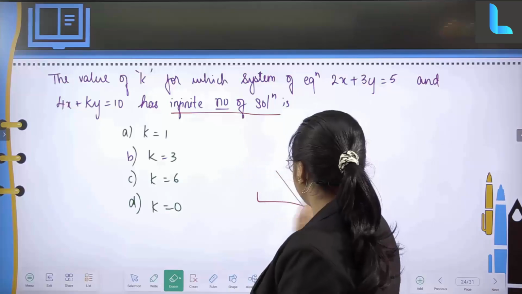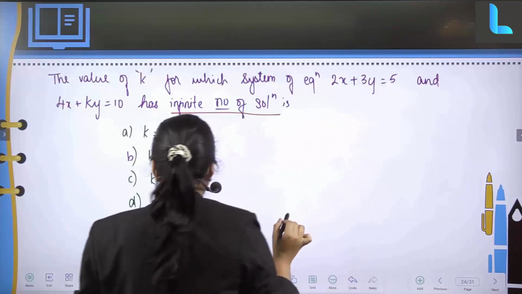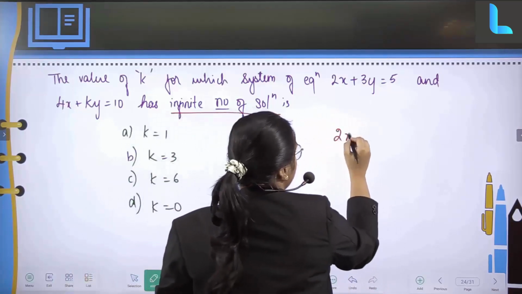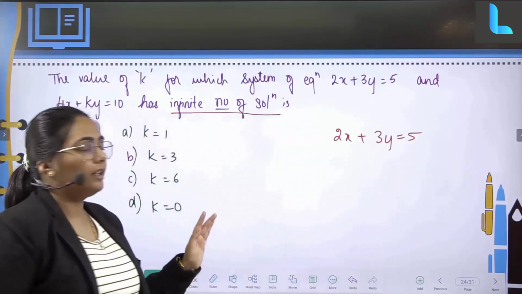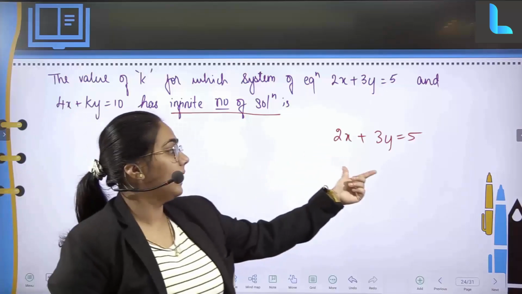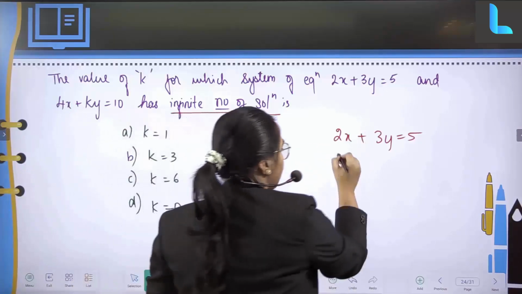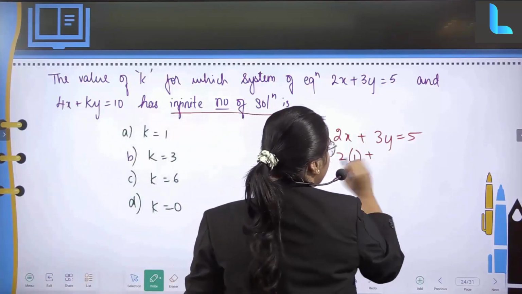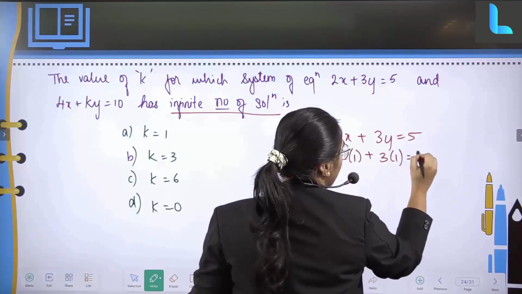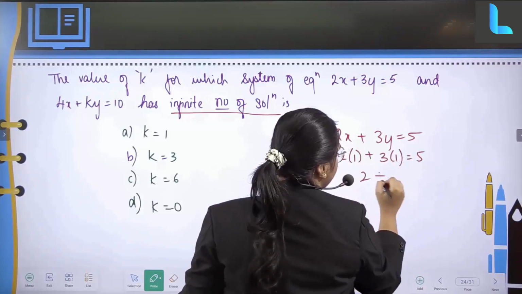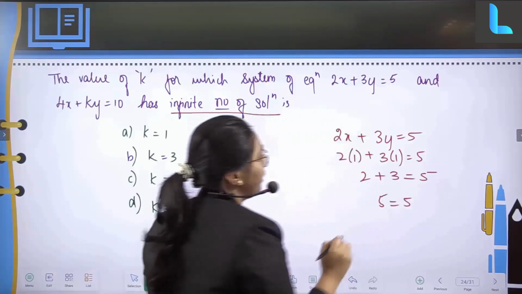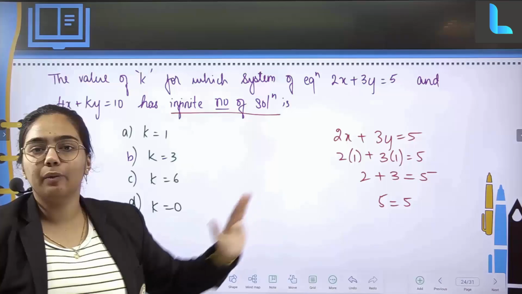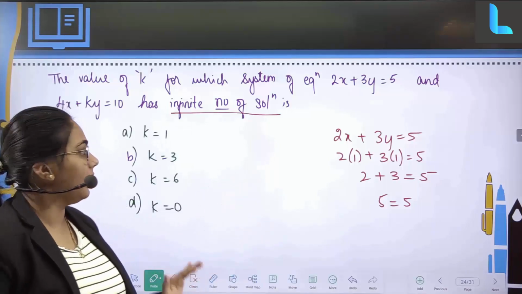So now over here, what value should I put? 2x plus 3y is equal to 5 is what I have. What values should I put to get LHS equal to RHS? If at all I put 1 for x and for y also 1, will I get 5? 2 plus 3 is equal to 5. Therefore, the value of x is going to be 1 and the value of y is going to be equal to 1.